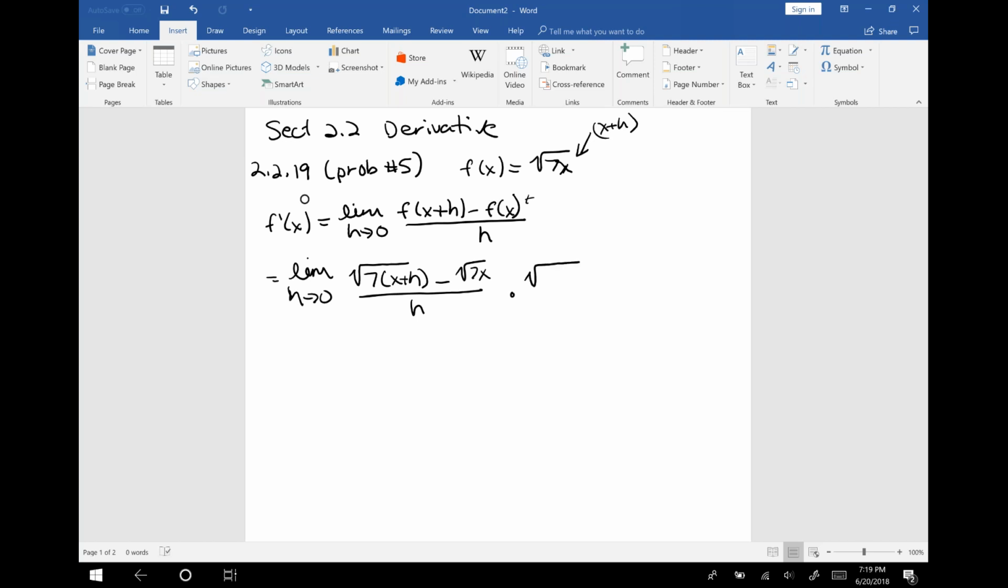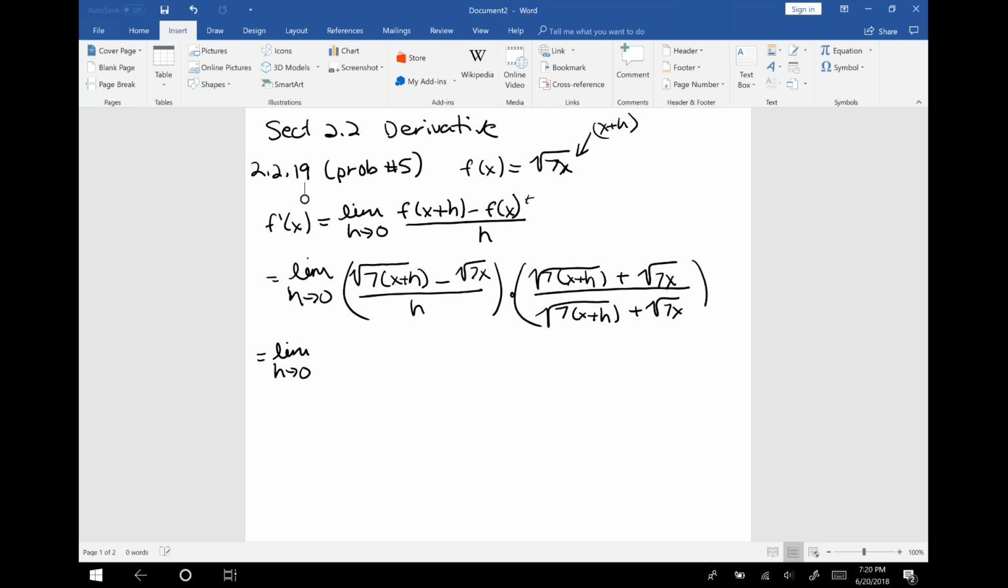So that means that we're going to multiply the top by the square root of 7 times x plus h, and then plus the square root of 7x. And then since we multiply the top by that conjugate, we have to multiply the bottom by that same conjugate, plus the square root of 7x. So this is the algebra that I was talking about. Some algebra we have to do. This is a limit, and we don't want to forget that we're taking a limit here. So when we do this algebra, we're multiplying this thing by this thing.